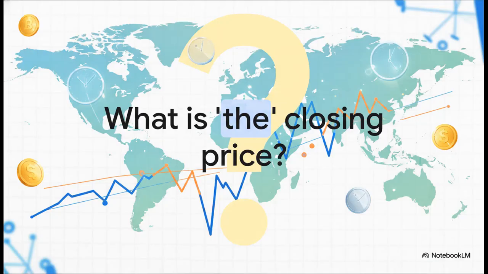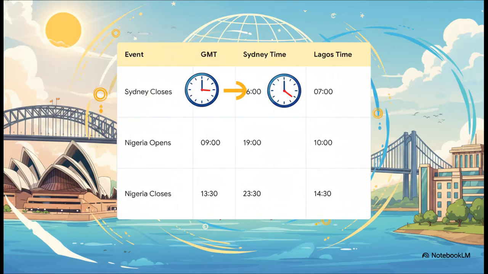And this whole layering thing brings us to a surprisingly tricky, almost philosophical question. When we talk about a stock's closing price for the day, what do we actually mean? Because in a 24/7 global market, the whole idea of the close is a very slippery concept. Just think about this for a second. The market in Sydney, Australia closes at 4 p.m. their time. At that exact moment, it's only 7 a.m. in Lagos, Nigeria. Their market isn't even open yet. The Nigerian exchange won't close for another 9.5 hours. So when you try to compare closing prices for that day, you're not comparing apples to apples at all. You're looking at data points that were captured worlds and hours apart.